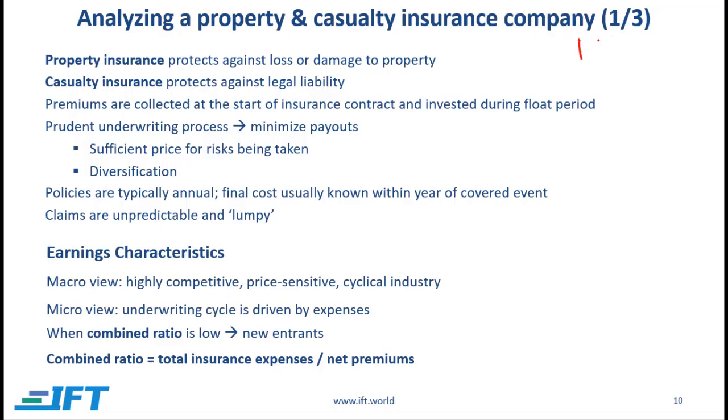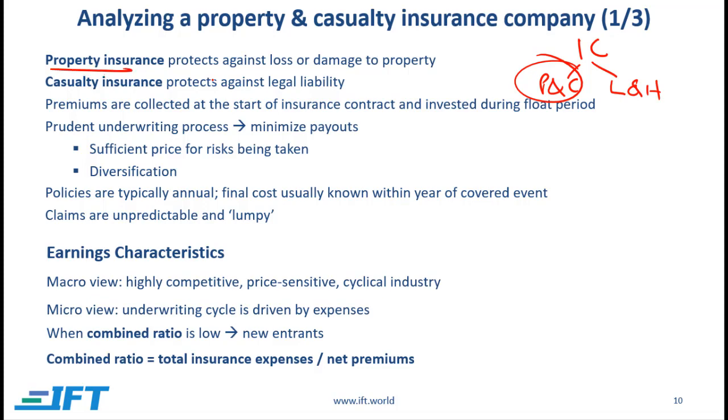And we now move on to insurance companies. This reading focuses on two types of insurance companies: property and casualty insurance companies, and then life and health. We can also have reinsurance companies, but this reading does not cover them. We'll spend a little bit of time on property and casualty first, and then we'll move on to life and health. With property and casualty insurance, we need to understand the difference between the two.